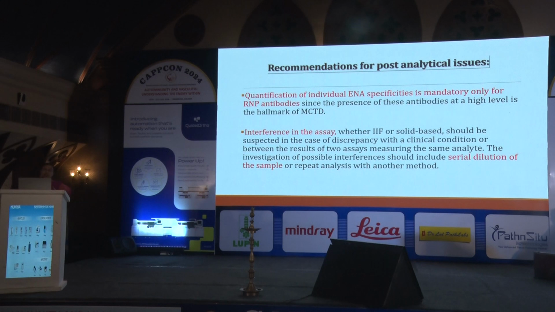Now, quantification of the ENA is actually mandatory only for the determination of MCTD, because U1RNP with the titer, I've already said the two criteria, where 1 to more than 1600 or 1 to 1200 is important for the diagnosis of mixed connective tissue disorder.